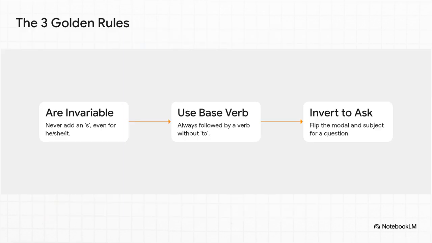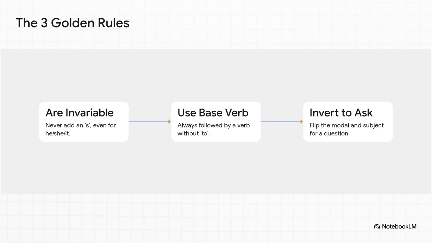Now, before we get into it, there are just 3 golden rules you gotta know. First, modals never, ever change. You don't add an S for he or she. It's always he can, never he cans. Easy. Second, they're always followed by the simple base form of a verb. No to in between. So you say she might go, not she might to go.